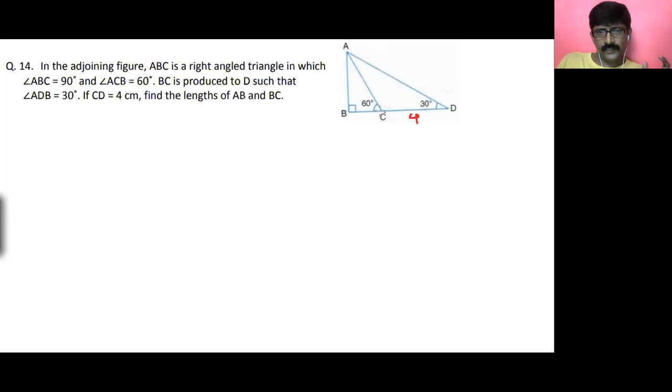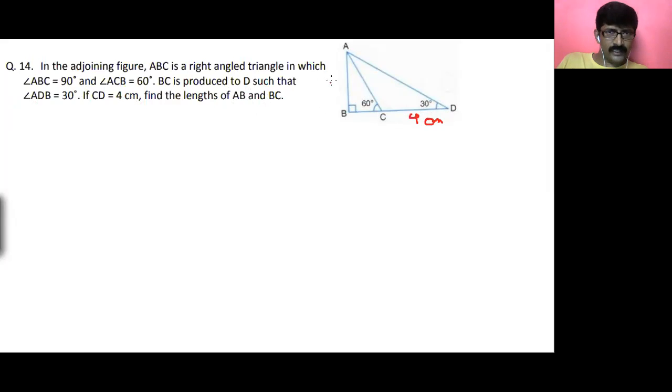BC is produced to D, it will be extended in the D direction such that angle ADB is 30 degree. तो ADB यहाँ पर ये 30 degree बोला गया है, CD is equal to उन्होंने 4 centimeter बोला है. See, the units are very important because they carry 1 mark; in case you miss out, your 1 mark will go on toss.